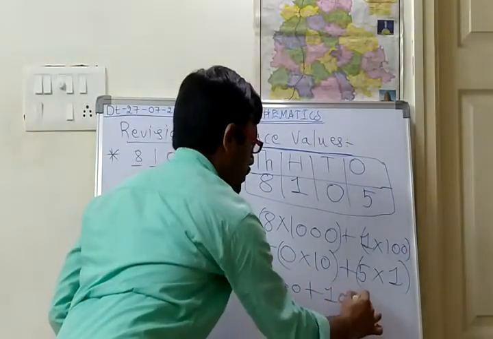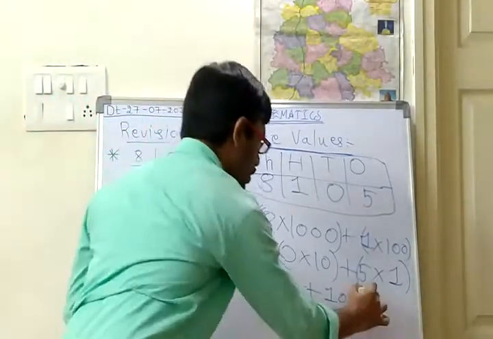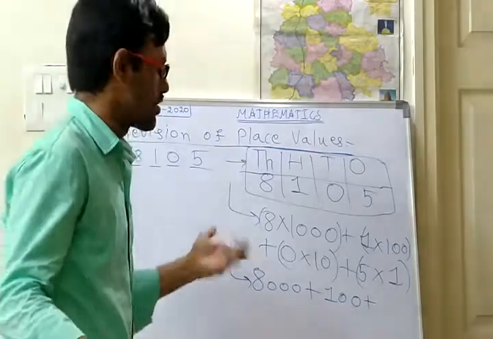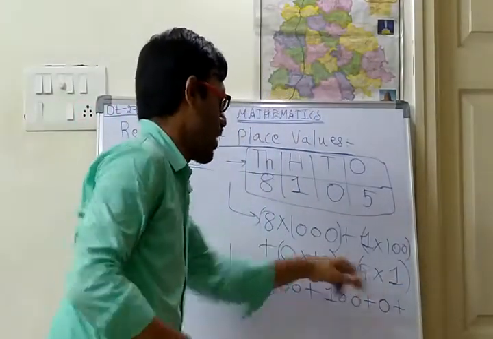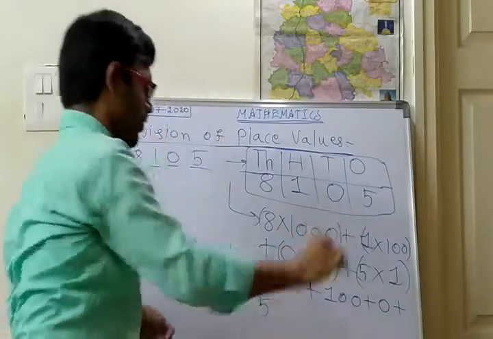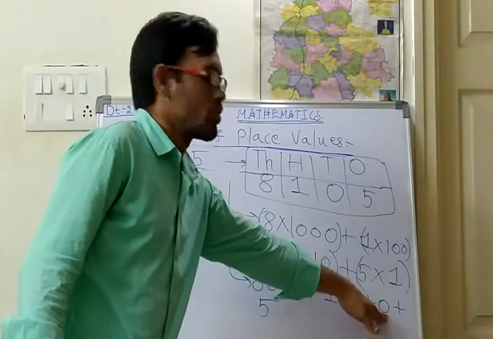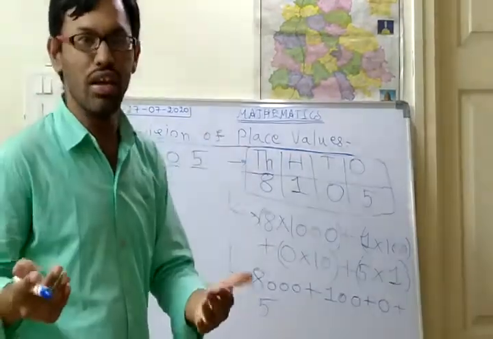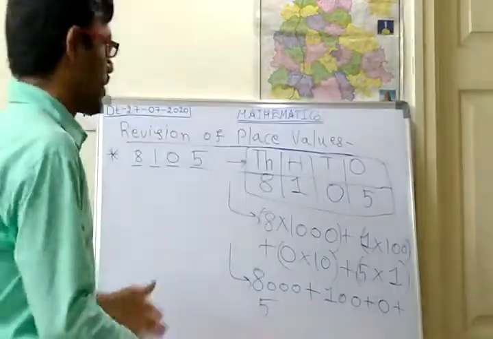Okay, 1 into anything is anything only. Next, plus 0 into 10 into something is 0 only. So 0 plus 5 into 1 is 5. So finally here 0 is there. Whether 0 is there or not there, it will be the same. There won't be any change if we remove that 0 also.